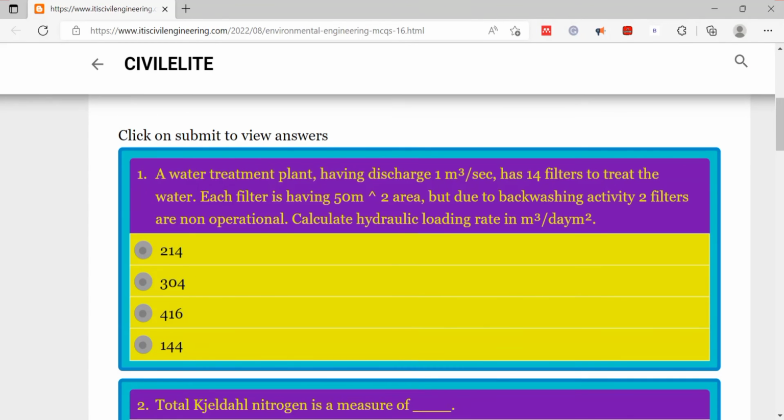A water treatment plant having discharge 1 meter cube per second has 14 filters to treat the water. Each filter is having 50 meter square area, but due to backwashing activities, 2 filters are non-operational, and we have to calculate the hydraulic loading rate. So the formula to find the hydraulic loading rate is Q upon A, that is discharge upon area. Here the discharge is 1 meter cube per second and the area is 50 meters square. But the total area will be equal to area of each filter into the number of filters, which is here 14 minus 2, as 2 are non-operational, so it will be 12 into 50. So 1 upon 12 into 50.